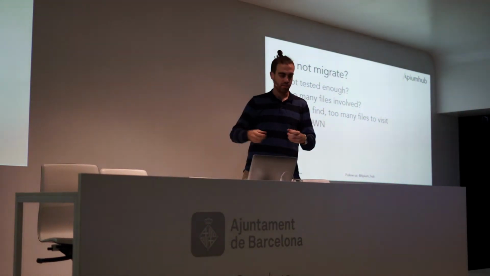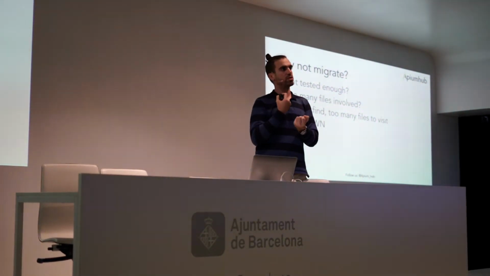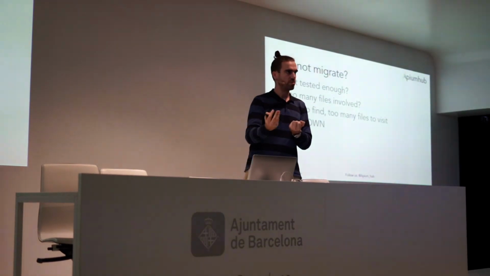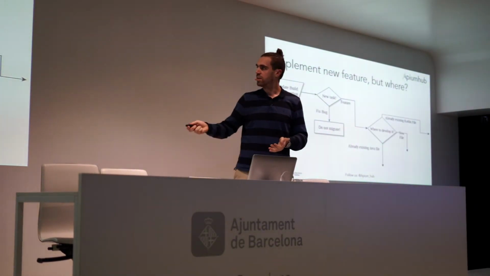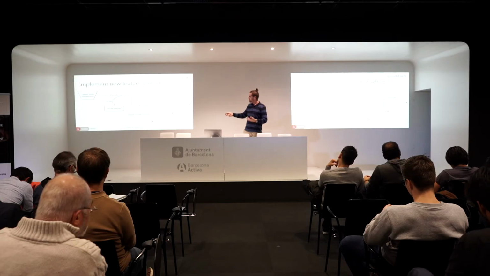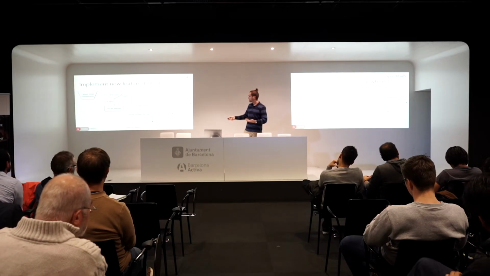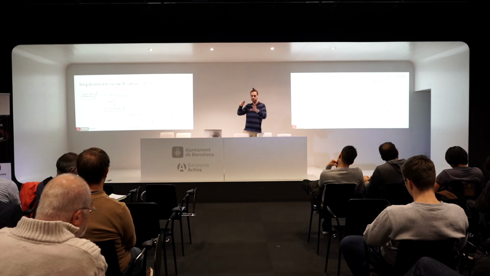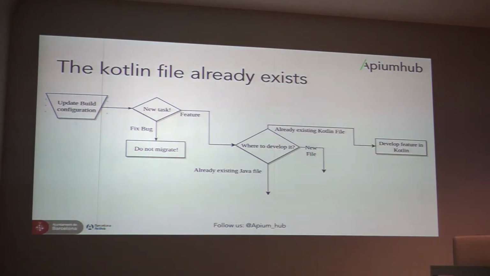And the last thing about the unknown is I want to reduce uncertainty as much as possible, right? I've said it multiple times. I'm not going to go over there again. So okay, I have a new task, it's a feature. Where should I develop it? I can start with an already existing Java file, a new file, or an already existing Kotlin file. These are the three main possibilities that we find out there.